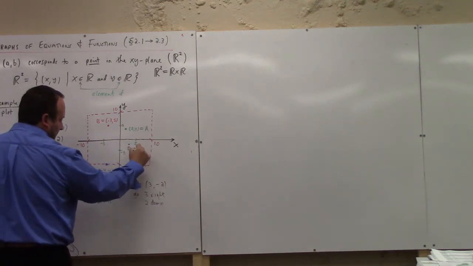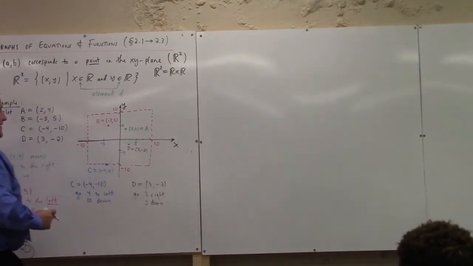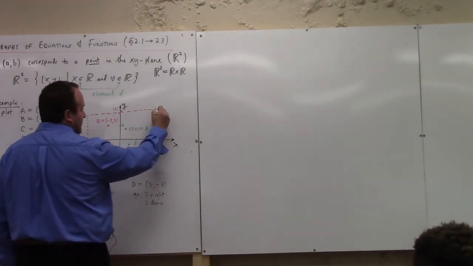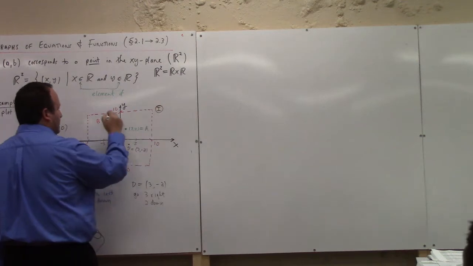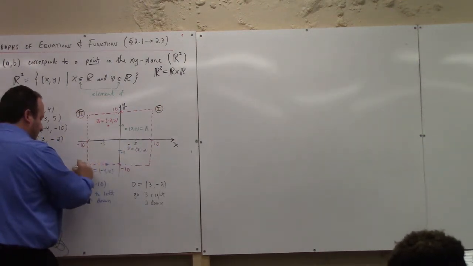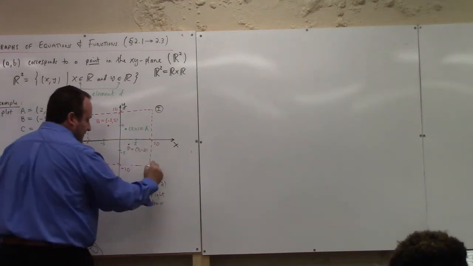All right, so just to reiterate, this is how we plot points. The x component tells you how you go to the left or the right. The y component tells you how you go up and down, right? There are 4 quadrants. What are the 4 quadrants? How do we number them? This is quadrant 1. This is quadrant 2. This is quadrant 3. And this is quadrant 4.